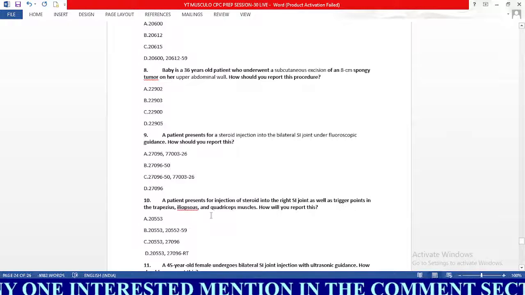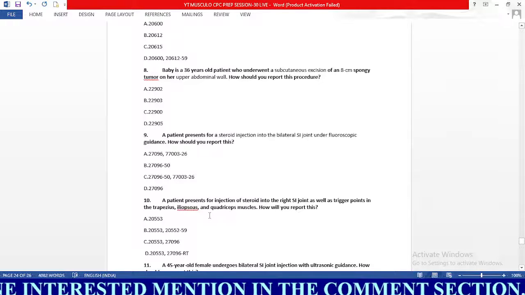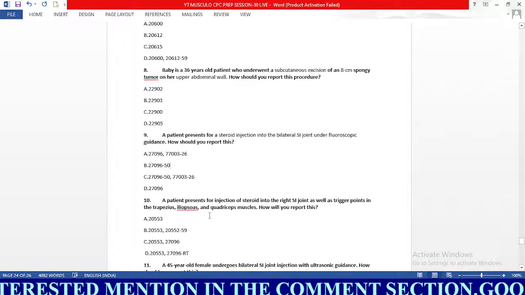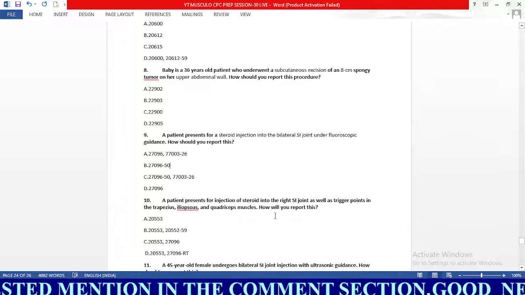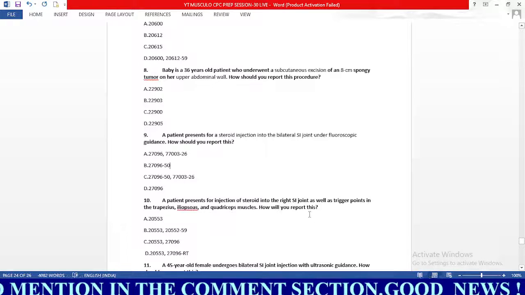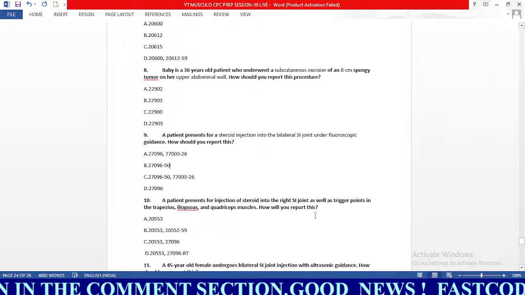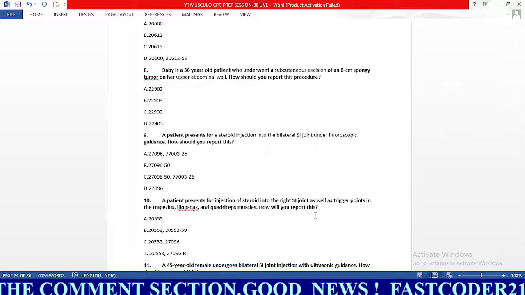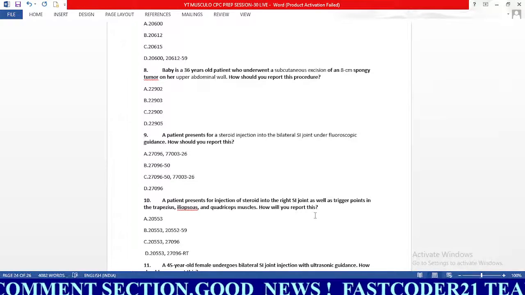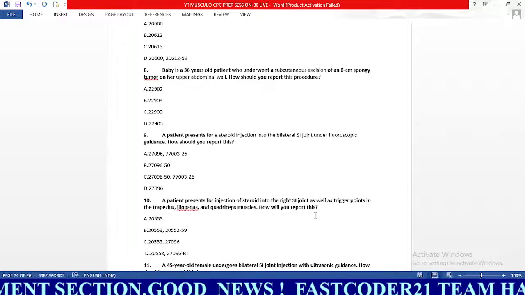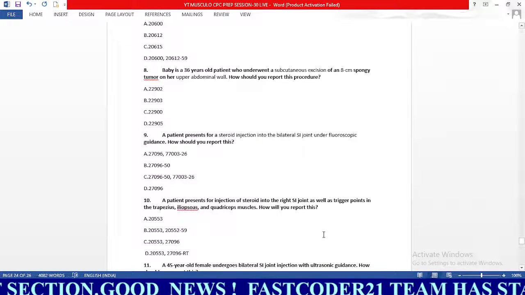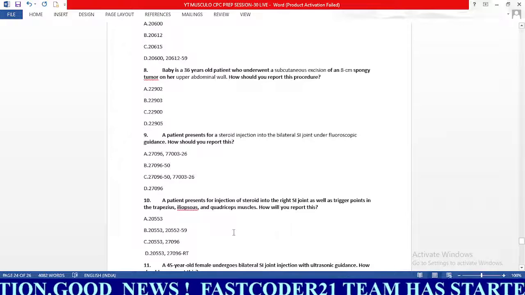trigger points in the trapezius, iliopsoas and quadriceps muscles. How will you report this one? So what is 20553? 20553 is for single or multiple trigger points, 3 or more muscles. Yeah, for trigger points, 20553 is the correct answer.